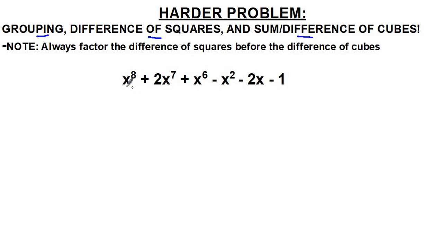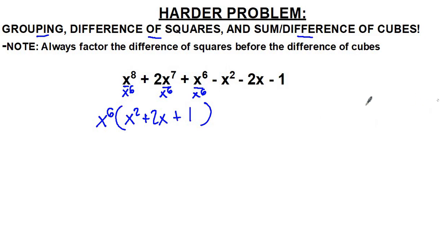If you look at the first 3 terms, it looks like they all have an x to the 6th in common. So I'm going to pull out an x to the 6th from these first 3. When you divide each of these by x to the 6th, x to the 8th divided by x to the 6th is x squared. 2x to the 7th divided by x to the 6th would be 2x to the 1st. And lastly, x to the 6th divided by itself equals 1.